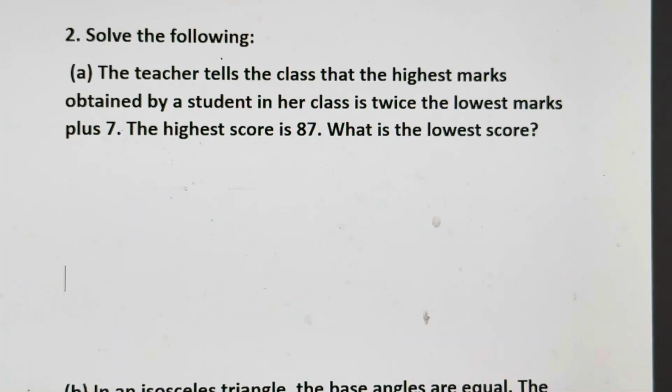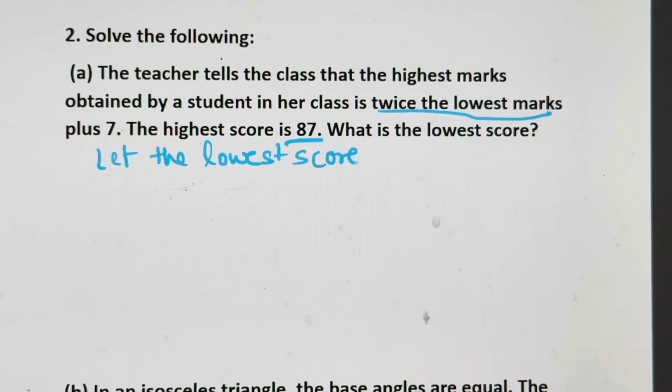Question number 2. Solve the following. The teacher tells the class the highest marks obtained by a student in her class is twice the lowest marks plus 7. Means twice the lowest mark plus 7, when you do, you get the highest score, which is 87. And the question is find the lowest score. So whatever is asked, we suppose it. Let the lowest score be X.